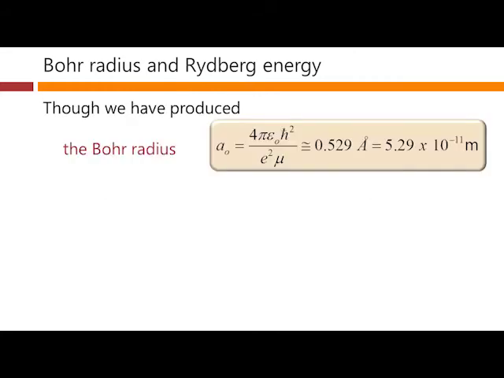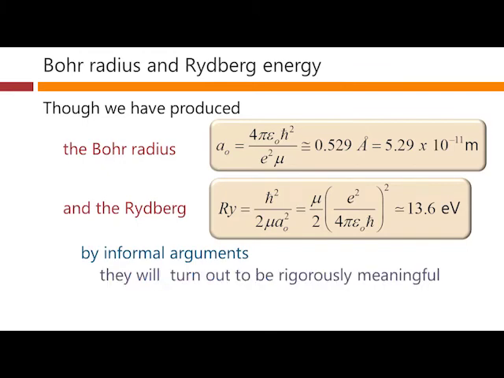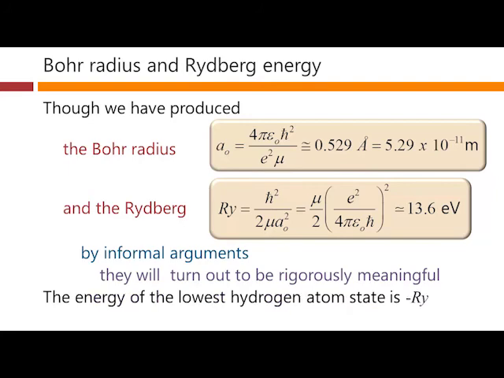So, though we have produced these terms, the Bohr radius and the Rydberg, by very rough, very informal arguments, they will turn out to be rigorously meaningful as we go through the proper derivation of the solutions of the hydrogen atom. And from this rough argument, we could get numbers of roughly this scale as what we expect as the kinds of solutions from the hydrogen atom. And indeed, the lowest energy state of the hydrogen atom is, in fact, minus 1 Rydberg.